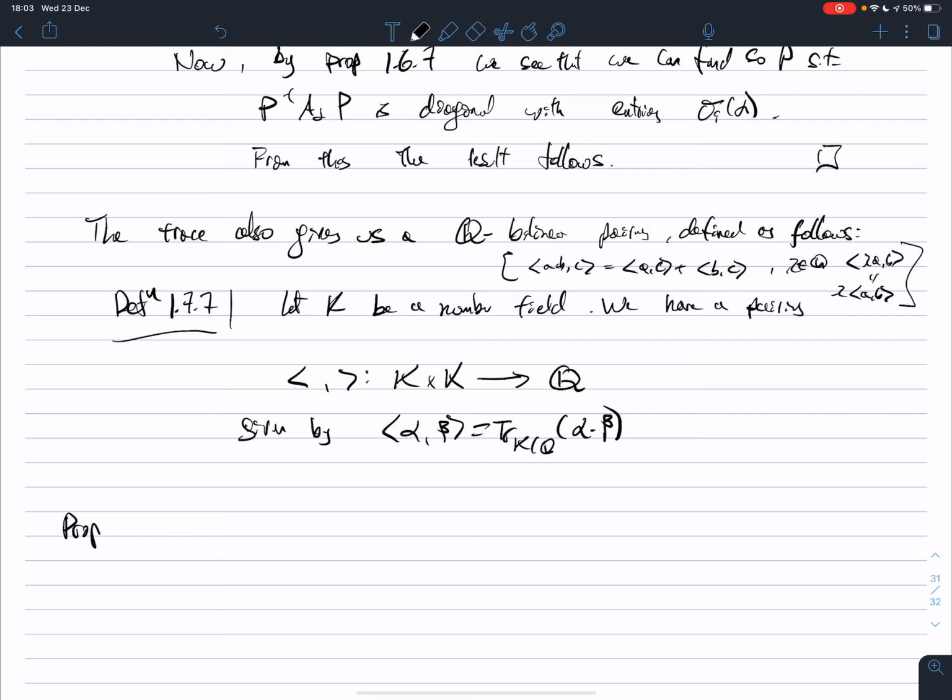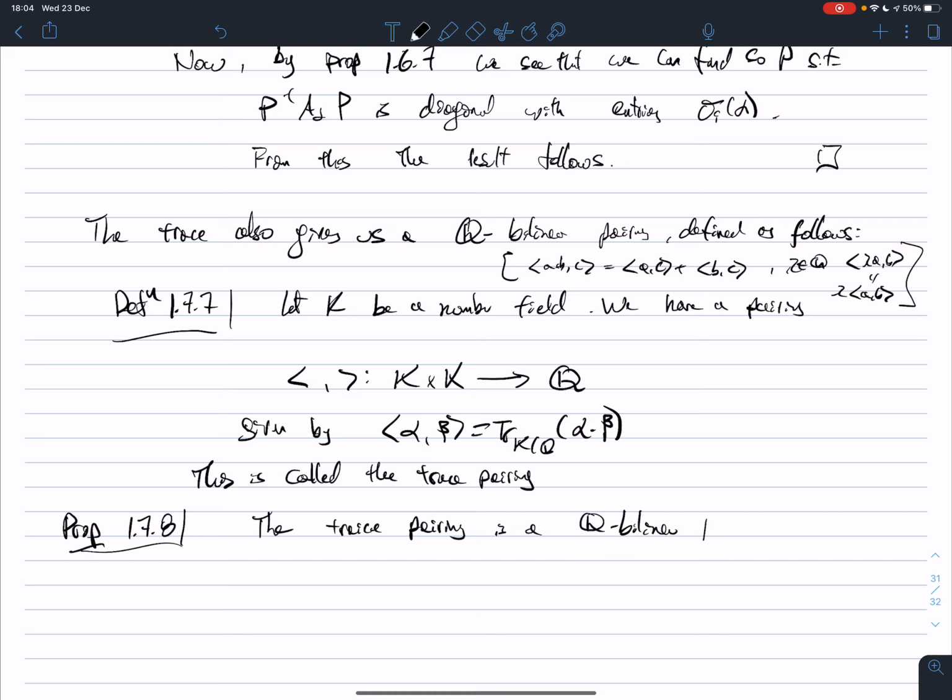So here's the proposition, 0.7.8. I forgot to give this a name. This is called the trace pairing. What the proposition says is that the trace pairing is a Q bilinear perfect pairing.